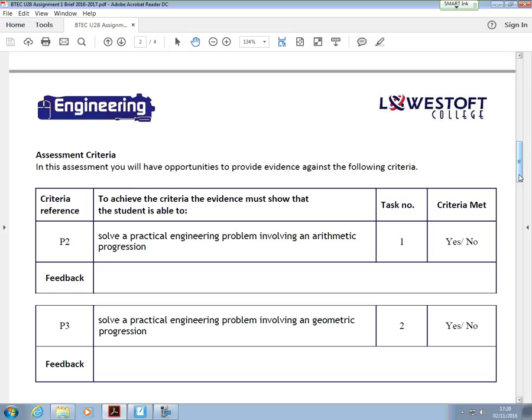P2, solve a practical engineering problem involving an arithmetic progression.